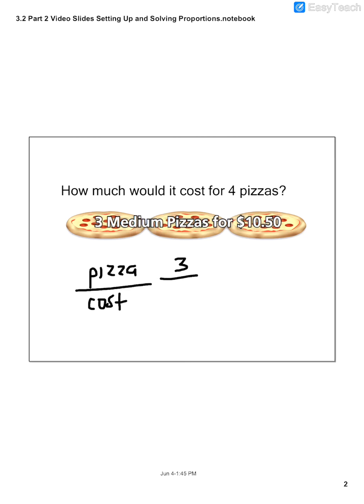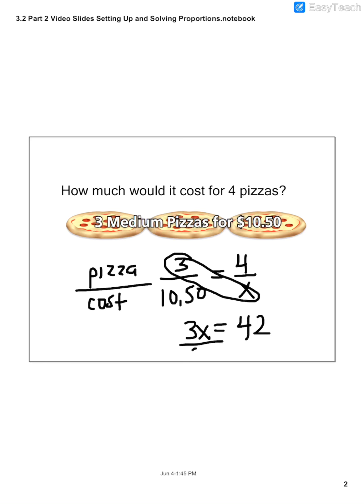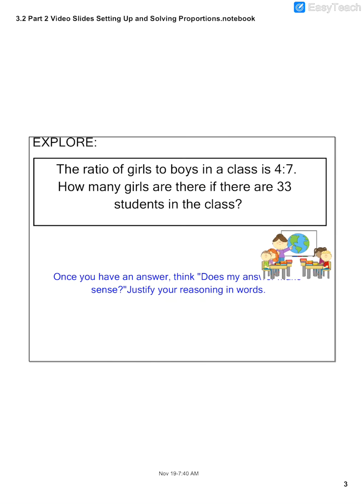3 pizzas cost $10.50. How much would it cost? So x goes in the bottom because we don't know, for 4 pizzas. And now I'm going to cross multiply. 3x is equal to 42. Divide by 3. And x is equal to $14. So it would cost $14 for 4 pizzas.